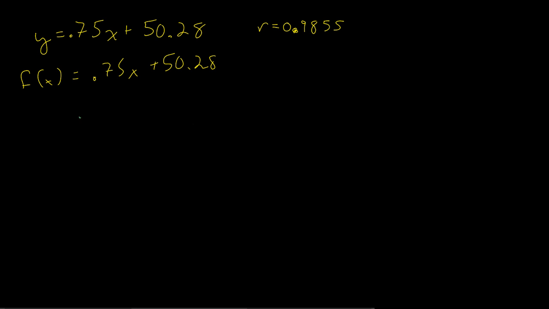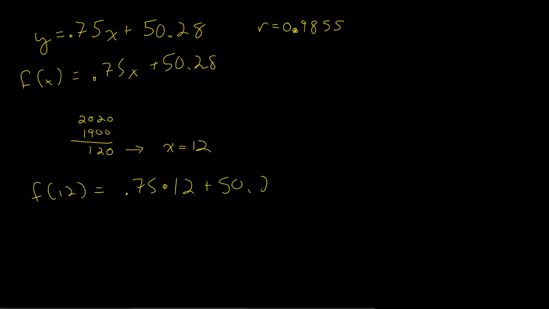So what I want to find is the year 2020. And remember, the X values are counting by tens. And we were looking at the year 1900. So that's 120 years, but because we were counting by tens, we're looking for when x was 12. So I'm going to make a function of 12, which means 0.75 times 12 plus 50.28.